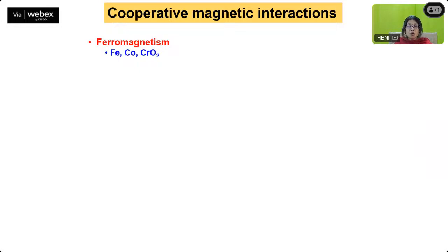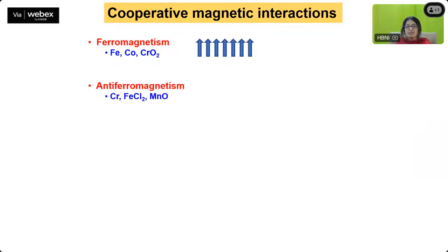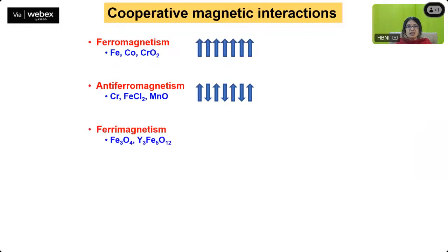So now we talked about the cooperative magnetic interactions. Ferromagnetism, you find in iron, cobalt, and chromium dioxide. Antiferromagnetism, in this case, you find that the magnetic moments, one is going up, the other is going down. So the direction of the magnetic moment differs in antiferromagnetism. Whereas in ferrimagnetism, you do have these magnetic moments in opposite directions, but the quantitative value of the magnetism differs.